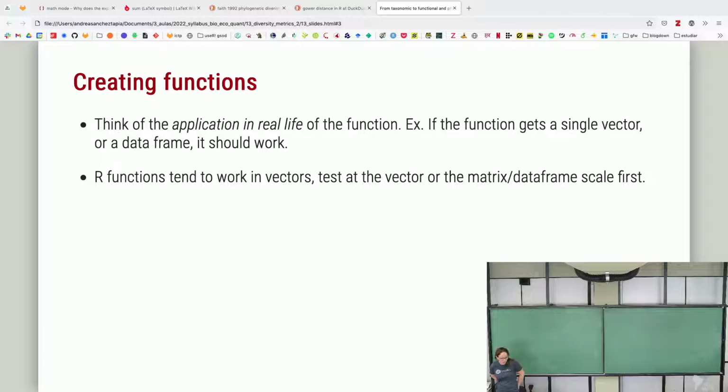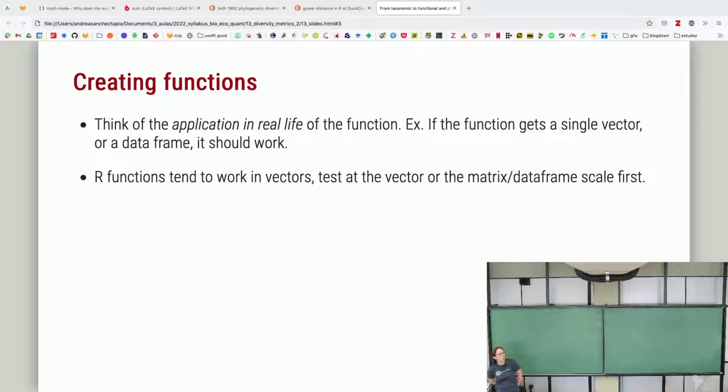I was checking some very creative functions and very creative solutions that you had. I couldn't have the time to check if they were correct, but most of you had different ways of solving. They're in the Etherpad. And when we think about creating functions, which would be the next step, in this case, we don't need a Shannon diversity function because R has one. But I would like you to think about the application in real life of the function. Not all the time will you have a matrix or a data frame. Most of the time you will have different kinds of data.